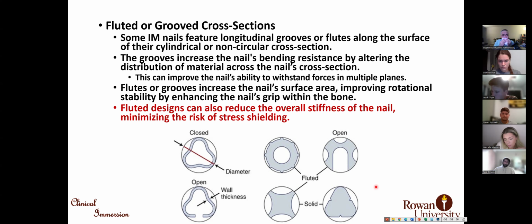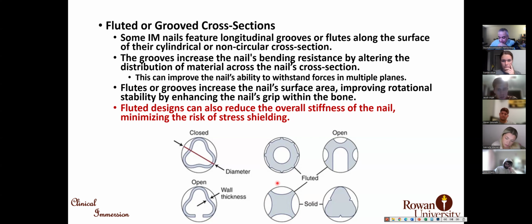Sometimes the nails can be grooved like this, or can have flutes on them. And like the triangular nails, these flutes can be inserted inside the cortical bone, and they can hold the bone rigidly, and they create a good torsional stiffness for the bone-nail structure.